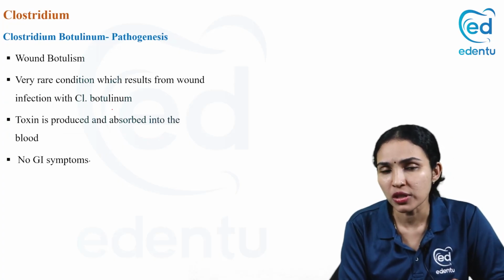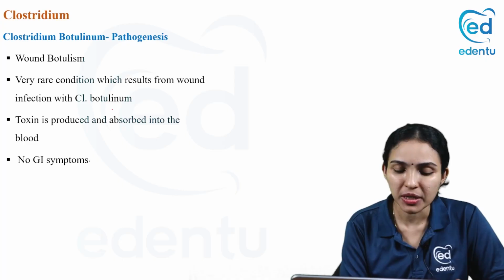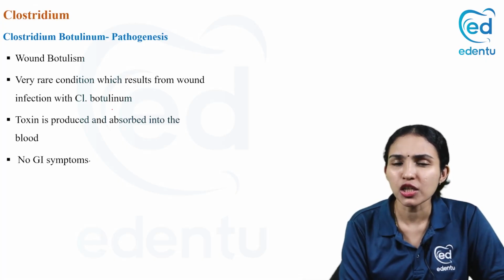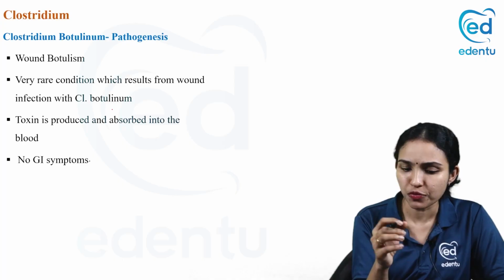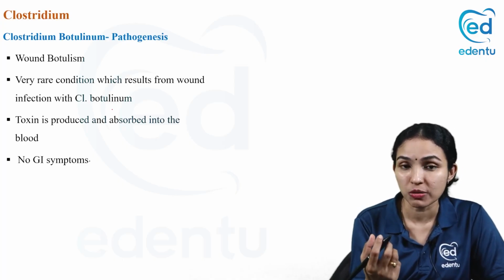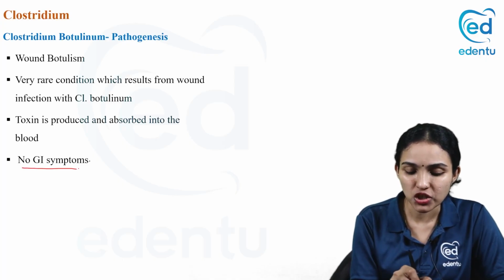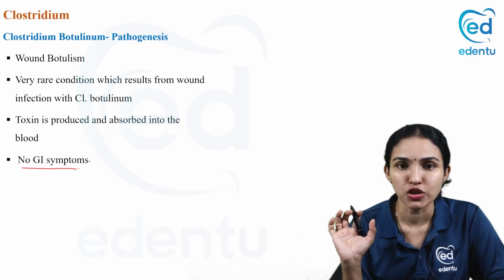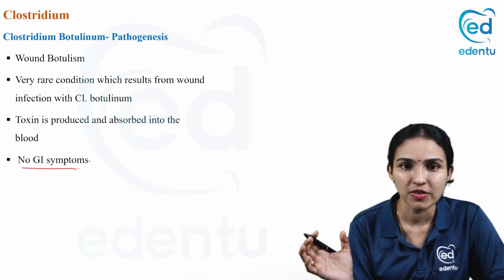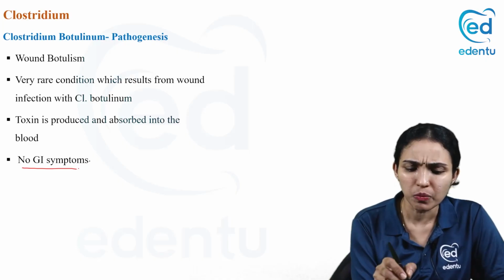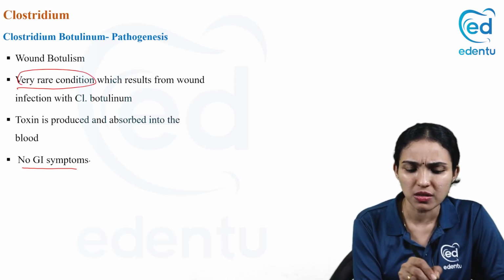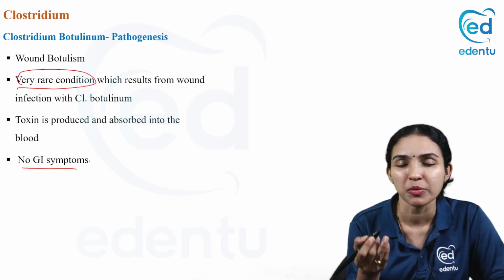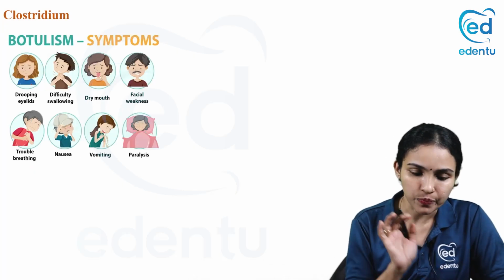Now, what is wound botulism? When a wound is contaminated with Clostridium botulinum, it's a very rare condition. Toxin will be produced at the site of the wound and absorbed into the blood. So there won't be any GI symptoms. The toxin goes directly into the blood and directly causes the neurological symptoms. So GI symptoms will be absent in wound botulism, but this is very rare. Even if you don't remember wound botulism, it's fine, but you have to remember foodborne botulism.